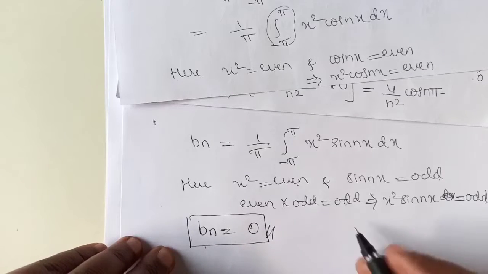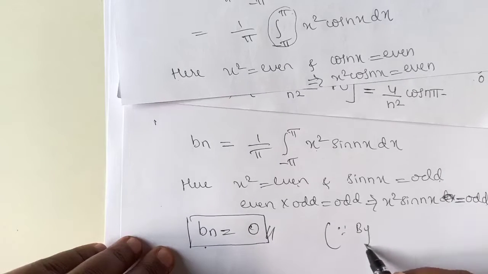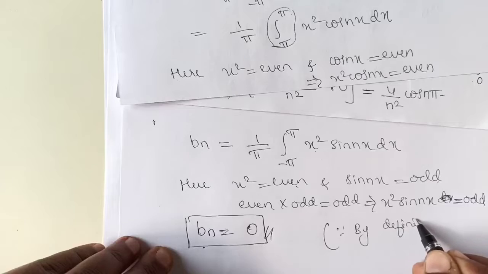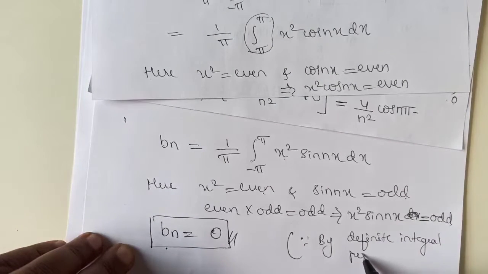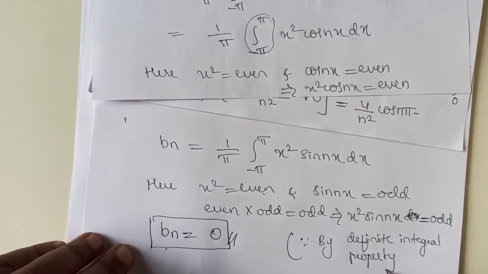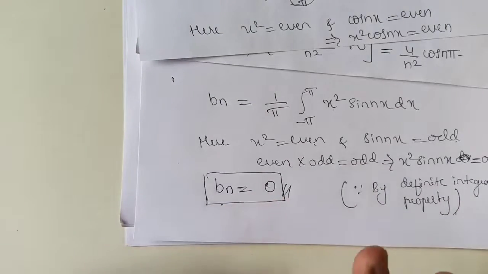Right? So that is by using the definite integral property, we can directly write bn is equal to 0.